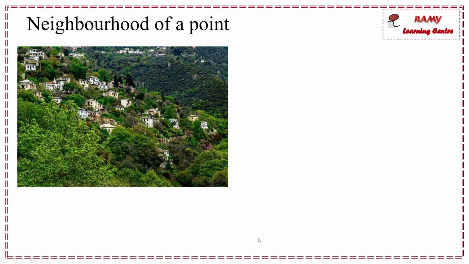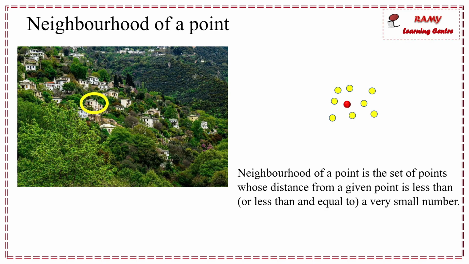Before we move on to the next definition of a limit, let us look at the neighborhood of a point. We know that the neighborhood of a house is the area that surrounds the house with other buildings and houses on it. Similarly, the neighborhood of a point is a set of points that lie very close to the point whose maximum distance is less than or equal to a very small number.